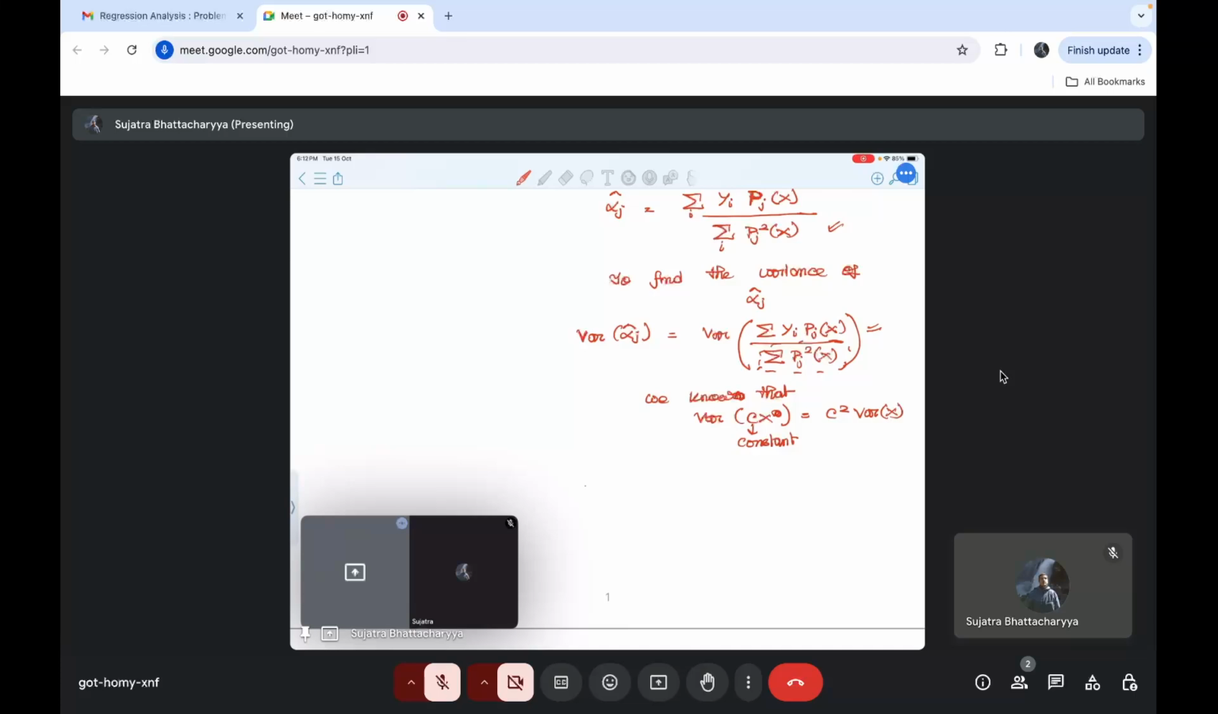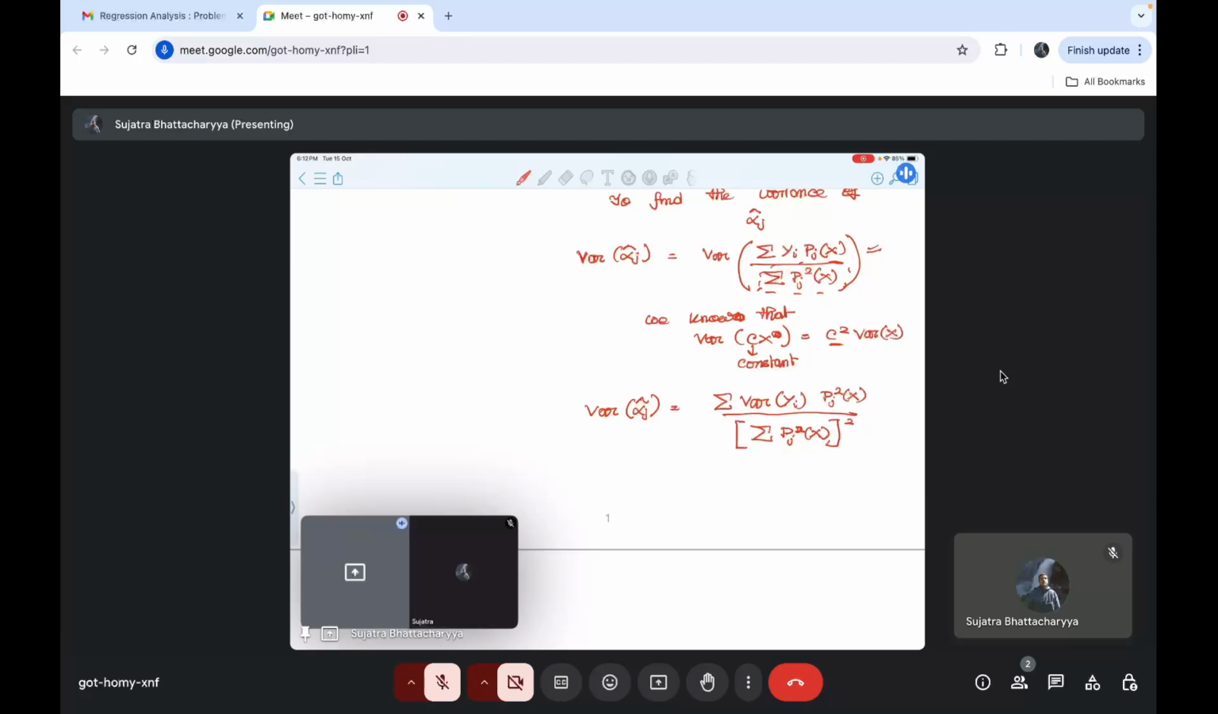Therefore, we can write this alpha j hat as the summation of variance of yi times pjx, which becomes pj square because it will be squared. In the denominator, this summation entirely can be squared. Pj square x is already there, and now we will square it because this is also a constant quantity, since variance has to be applied on y because y is the random variable. X is not a random variable.